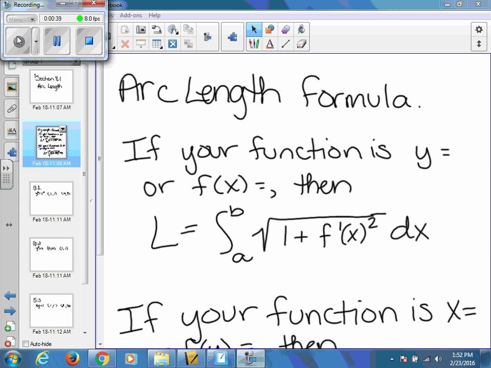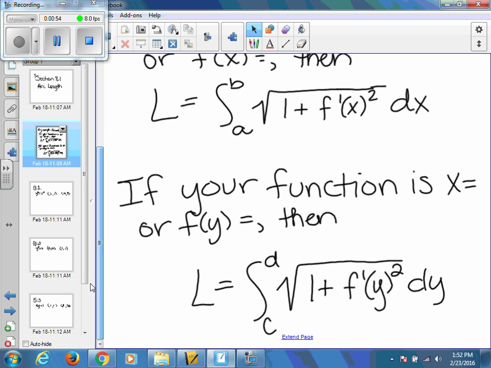All right, so our formula for if your function is in the form y equals or f of x equals, then your arc length is equal to the integral from a to b of the square root of 1 plus f prime of x squared dx. Similarly, if your function is in the form x equals or f of y equals, then your arc length is equal to the integral from c to d of the square root of 1 plus f prime of y squared dy.